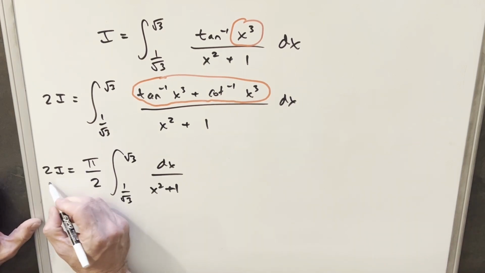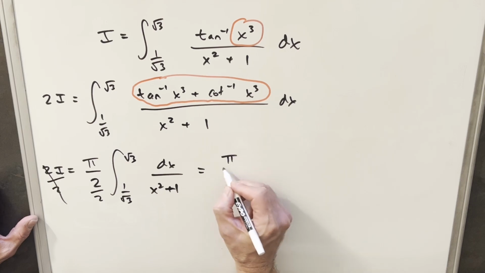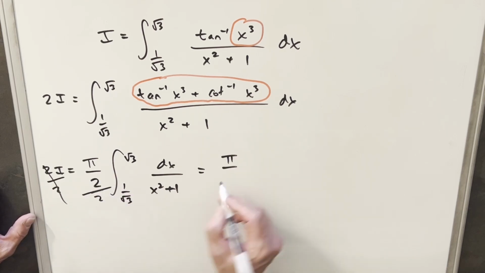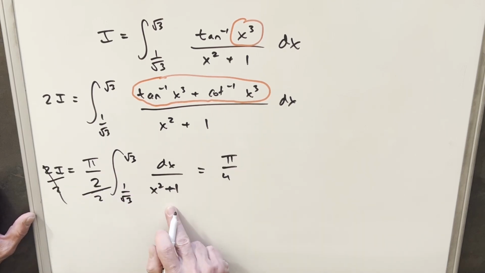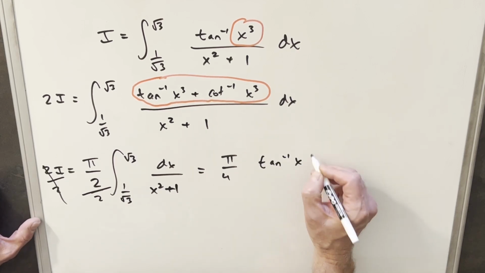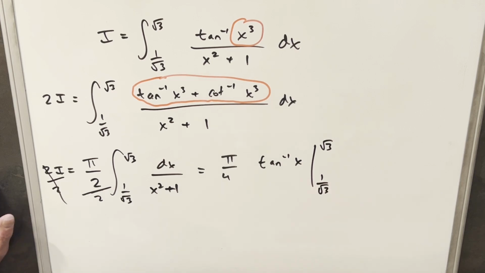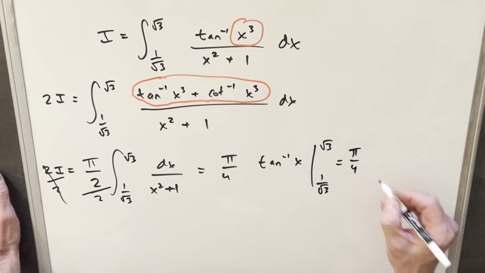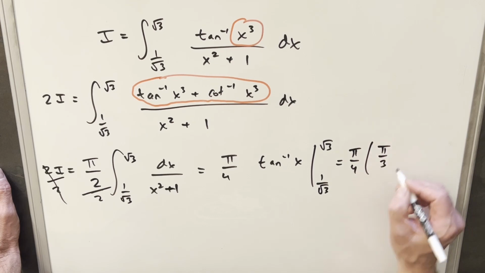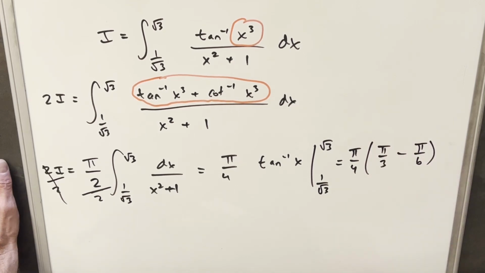So from here, I'm just going to divide by 2 right now, so that when I rewrite this, dividing 2 here, we're going to have pi over 4 out front. Integral of dx over x squared plus 1 is just going to be arctan. And we just need to evaluate this from square root of 3 to 1 over square root of 3. And arctan evaluated at square root of 3 is just going to be pi over 3. And arctan at 1 over square root of 3 is just going to be pi over 6.